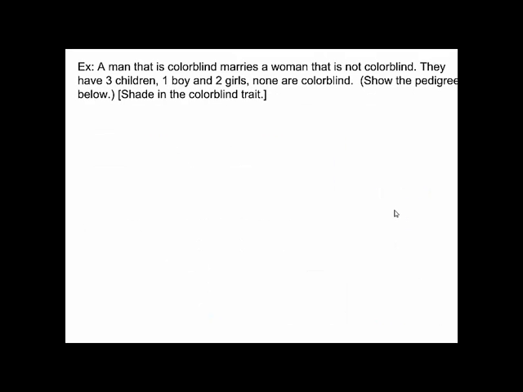So for example, a man that is colorblind, which is a recessive trait, marries a woman that's not colorblind. They have 3 children, 1 boy and 2 girls. None of them are colorblind. So we always shade in the shapes that have that trait. We'll start with a man that's colorblind, so we have a square that's shaded in because he has the trait.